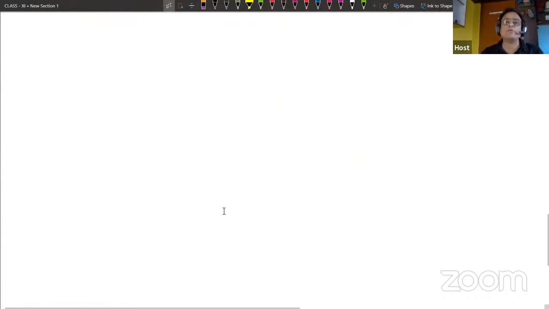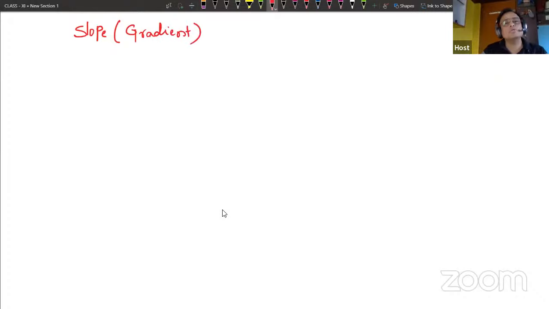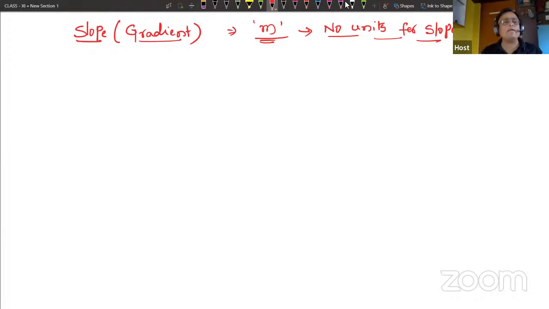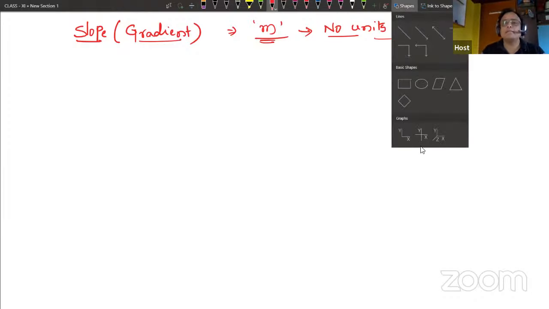Now we go for the definition of the slope of a line. Another name for slope is gradient. Usually slope is denoted by the letter small m. And already clear, no units for slope. The basic requirement to find the slope of a line is that we must have its inclination. Slope always depends on the inclination of the line. That is the reason we have clearly defined inclination of the line before studying the slope of the line. Dear students, look now. Today we'll define what is the slope of a line.